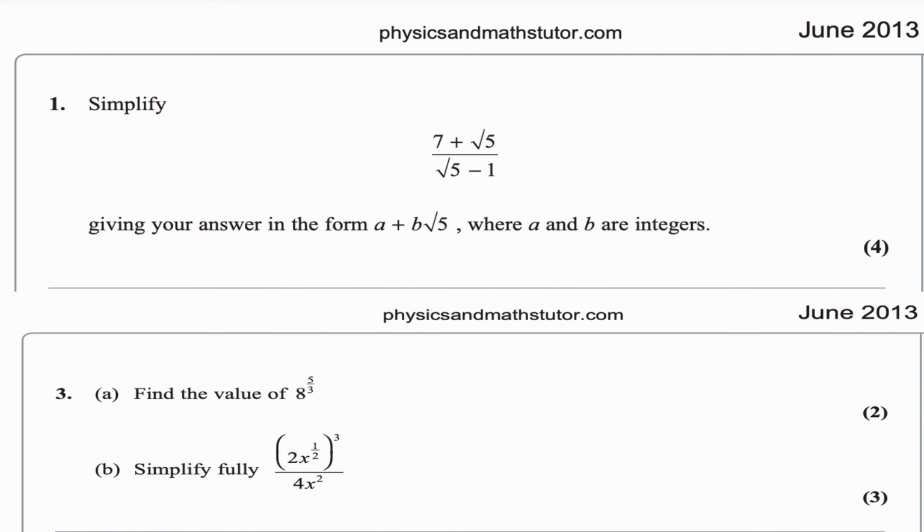Okay, question number 1 on the June 2013 paper. We've got to rationalize this surd, giving the answer in the form a plus root b, where a and b are integers. So I'm going to multiply top and bottom by its conjugate, which is going to be root 5 plus 1 over root 5 plus 1.